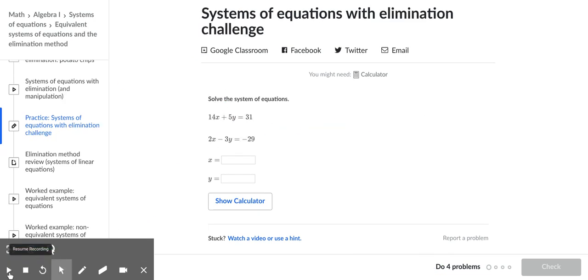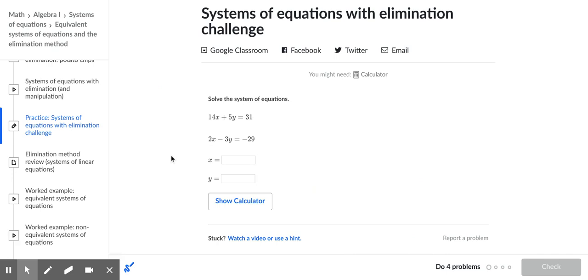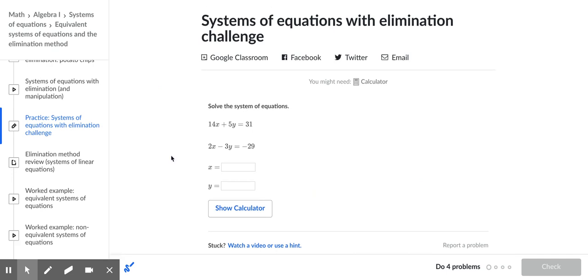All right, let's talk about the third way to solve a system, which is to solve using elimination. So when we say we want to use elimination, that means we're going to add these two equations together in such a way that gets rid of one of the variables. In order to do that, we need the coefficient, the thing in front of one of the variables, to be equal and opposite of the coefficient in front of the other variable.